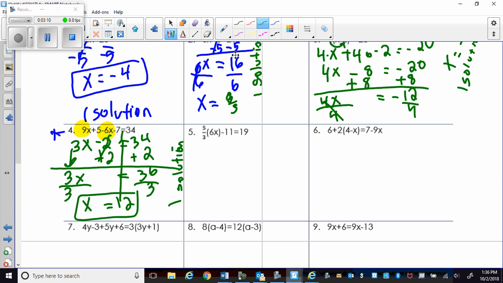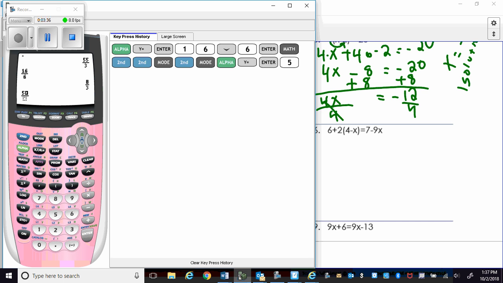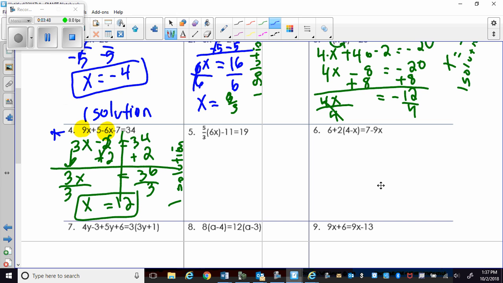Number 5. You have 5 over 3 times 6x. You need to put this part in your calculator, or say 5 times 6 divided by 3. One or the other. I'm going to put it in my calculator. Second mode. Alpha y equals 5 down 6. Nope, 5 down 3. Times 6. I get 10. This becomes 10x. Minus 11 equals 19.